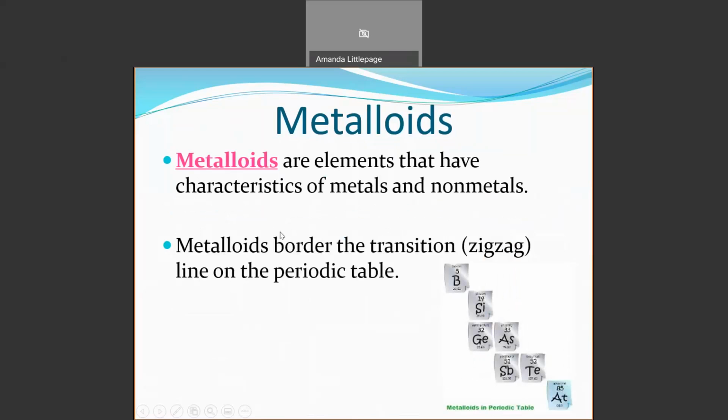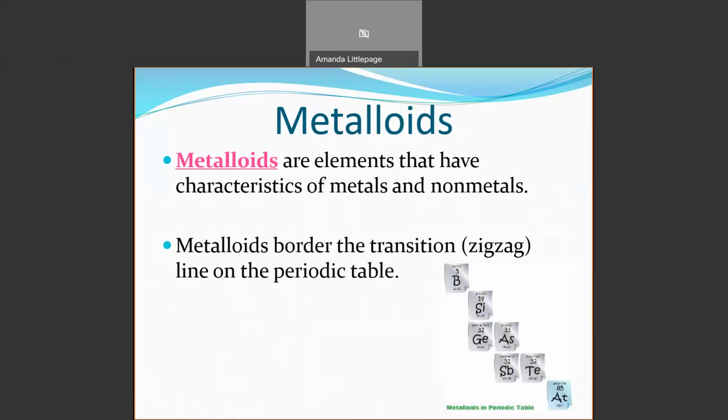What about metalloids? Well, metalloids make up that zigzag line in between, okay? And they're actually listed here. There's not very many. There's not a lot of metalloids. So they are boron, silicon, germanium, arsenic, antimony, tellurium, and polonium. So you can see them all right here. They make up the smallest portion of the elements on the periodic table.